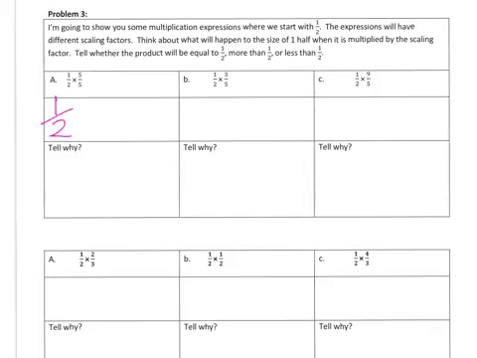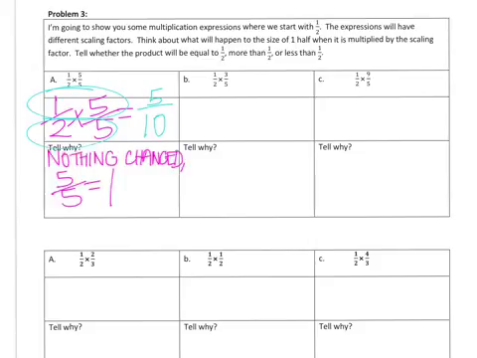1/2 times 5/5 equals 5/10. Well, 5/10 is the same as 1/2. If I divide 5 by 5, I get 1. Divide 10 by 5, I get 2. So 1/2, it's the same. Nothing changed because 5/5 is equivalent to 1. Since 5/5 is the same as 1, nothing changes. Let's check out the next one.